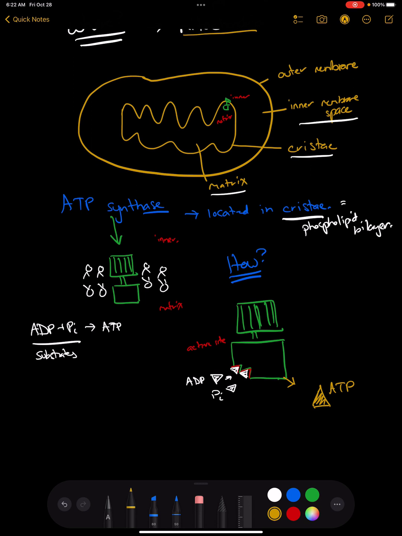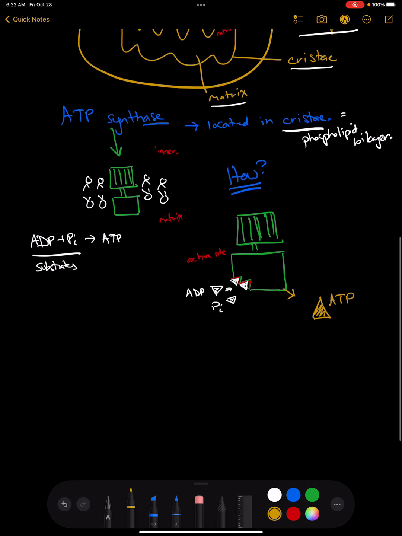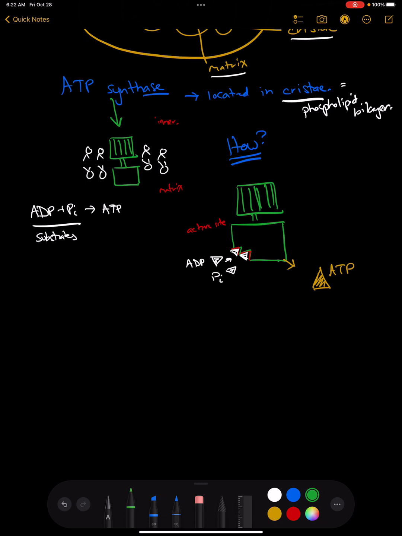All right, so that's what the enzyme is doing. He's taking in my two substrates, facilitating the reaction, spitting out ATP. But now we need to know how that's actually doing this. All right, so let's draw it again. So here's my ATP synthase. And then here is the bottom part of it with my active sites, right there, right there.